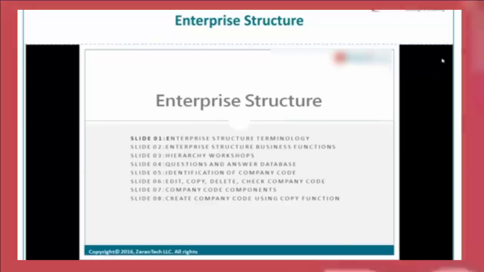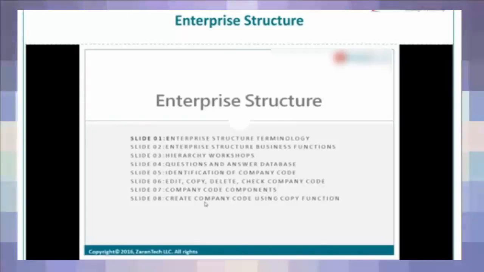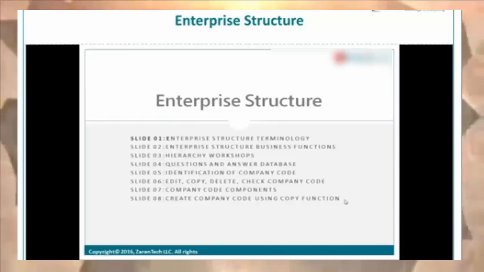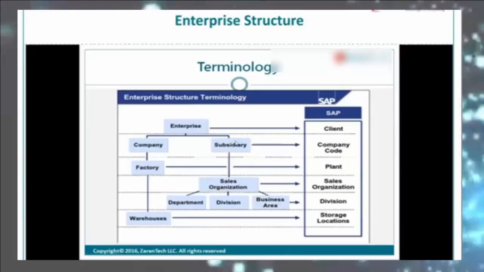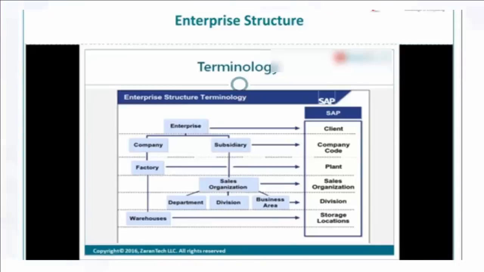Codes, and also we'll see the functions of edit, copy, delete, checkpoints, and we also work with creating a company code using the copy function. Okay. Now, the general terminology as well as SAP terminology. We have seen this general terminology like factories, sales organization, department, divisions, business areas, warehouses.